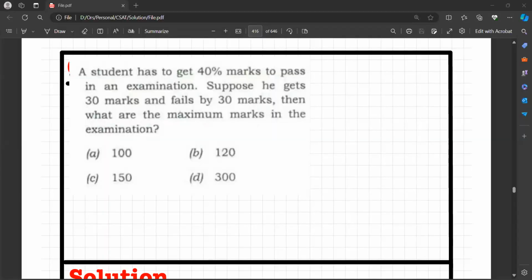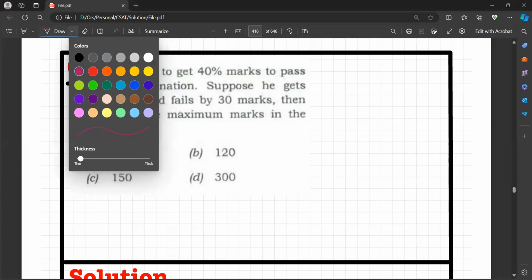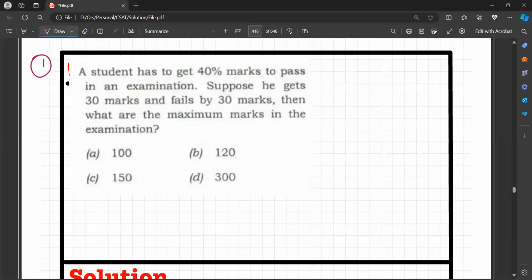So we are continuing with the topic of percentage. Let us begin with question number 1, and this will be the last session of percentage. We'll complete 9 questions today.